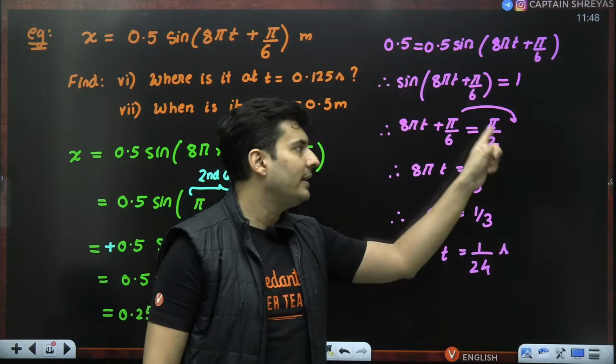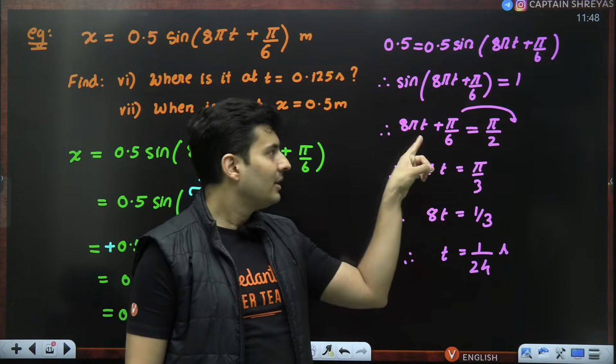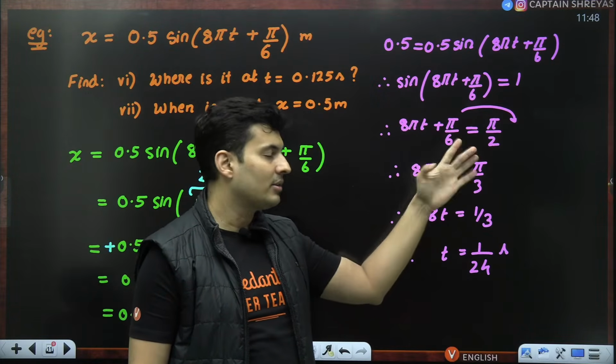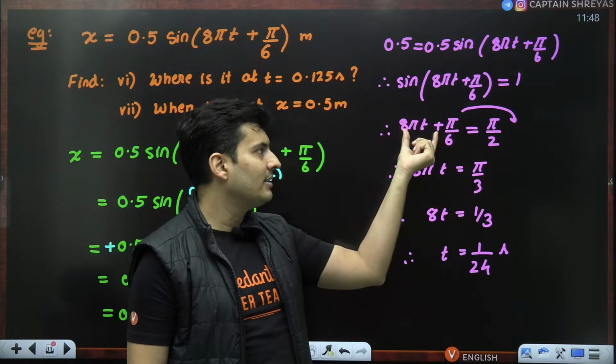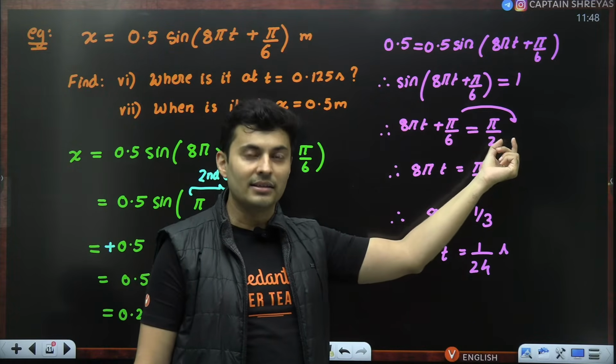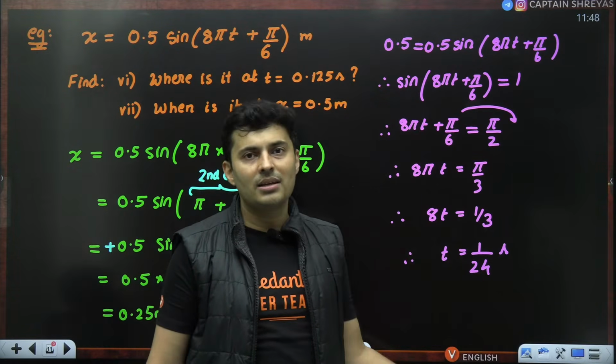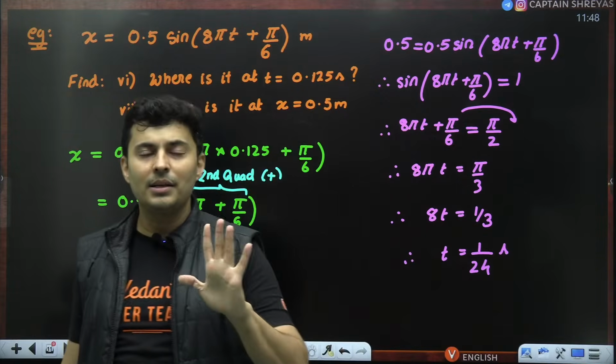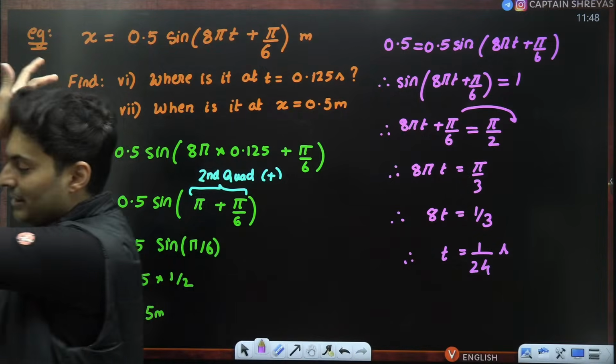Do not put 90 degrees here, because if you put 90, then it will not match dimensionally, units wise, because left hand side is in radian, right hand side will be degrees. So ensure everything is substituted in radian, especially for SHM. Don't do it in degrees.